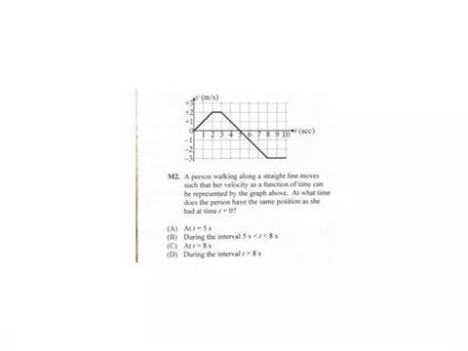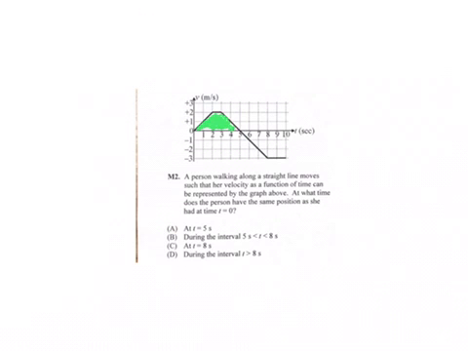Okay, number 2. A person walking along a straight line moves such that her velocity as a function of time can be represented in the graph above. At what time does the person have the same position as she had at time t equals 0? All right, so we need to find the area under the curve here. This is going to be our positive velocity.